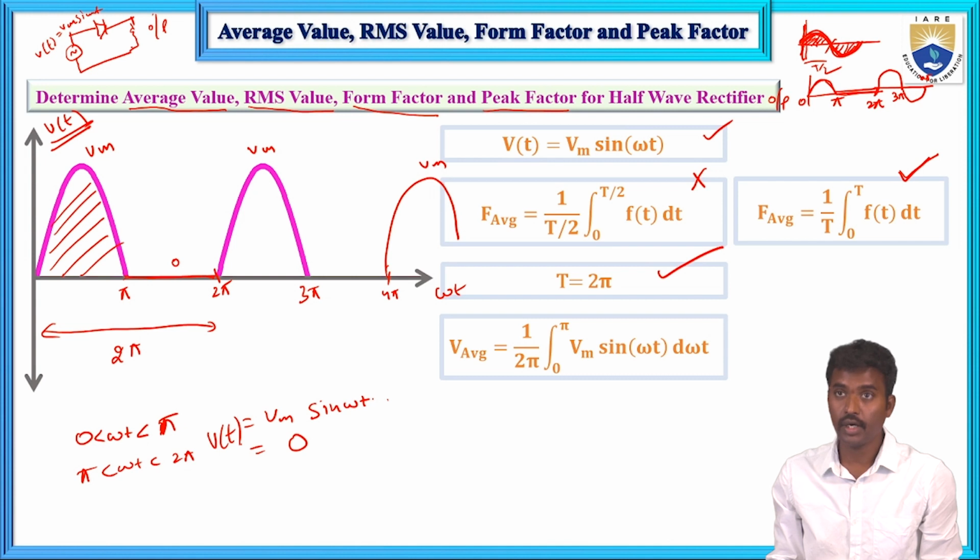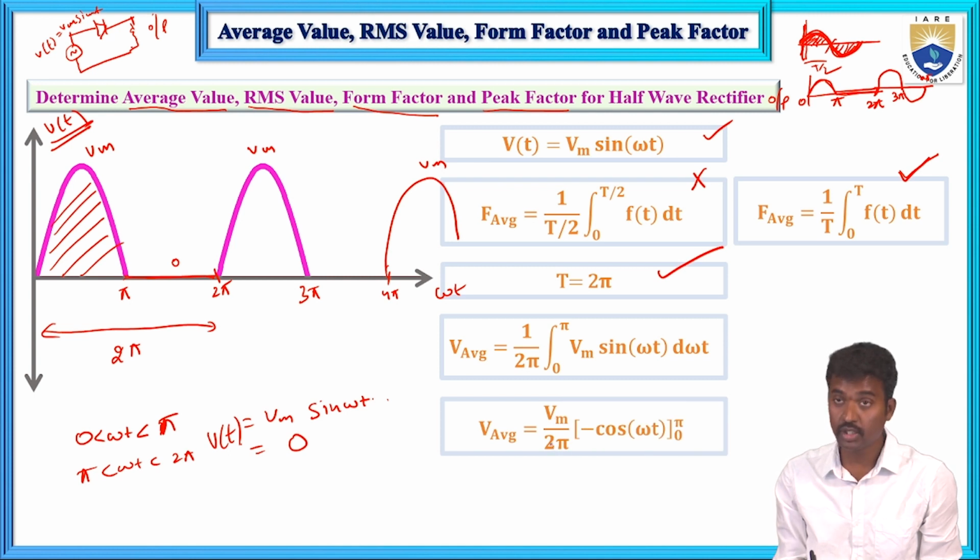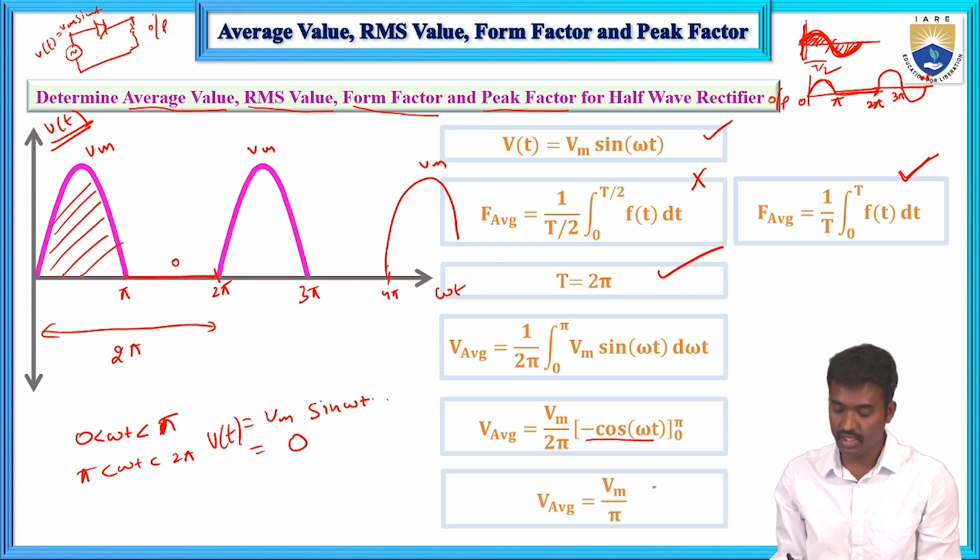Now integrate this Vm sin omega t. The integration of sin omega t is minus cos omega t. Vm is common, so minus Vm cos omega t from 0 to pi. Same as we calculated in the previous problem, but the value there was 2 Vm by pi, and here it is Vm by pi: cos of pi minus cos 0. Now here the average value is Vm by pi.